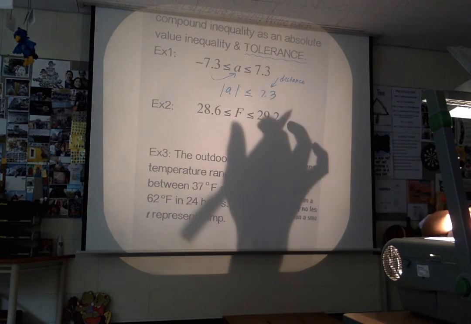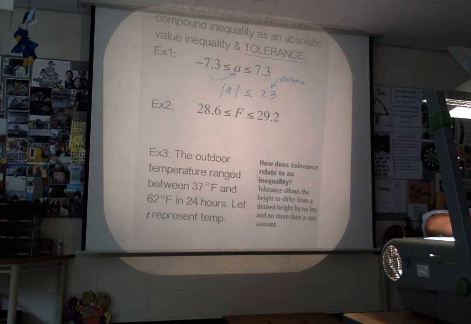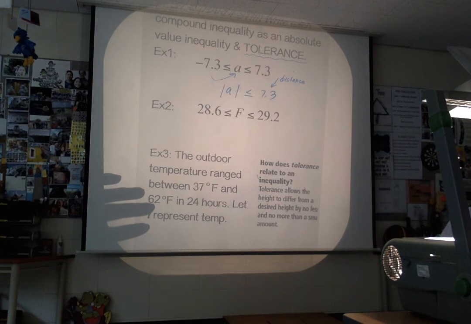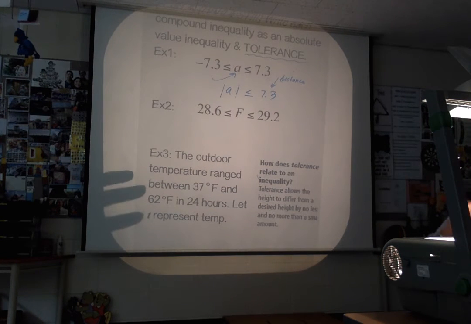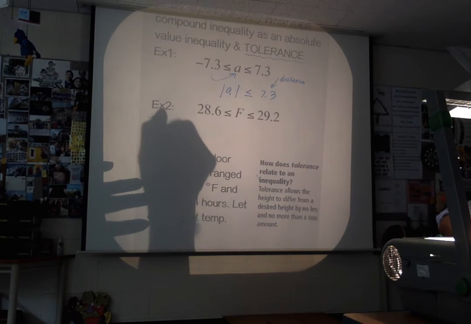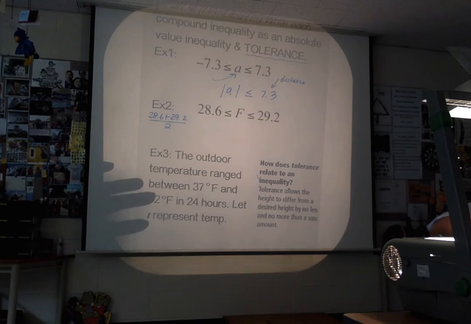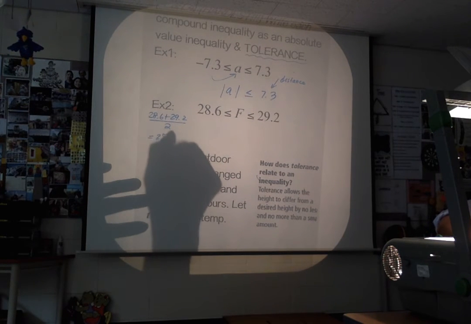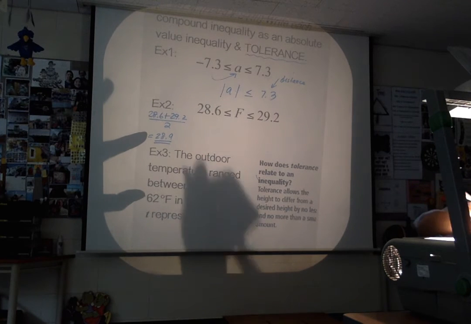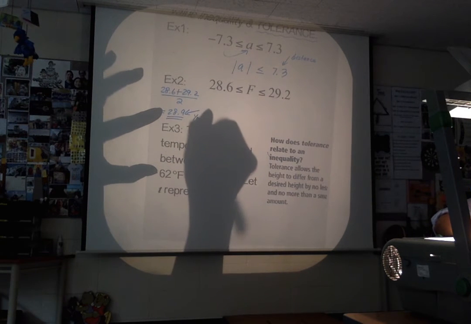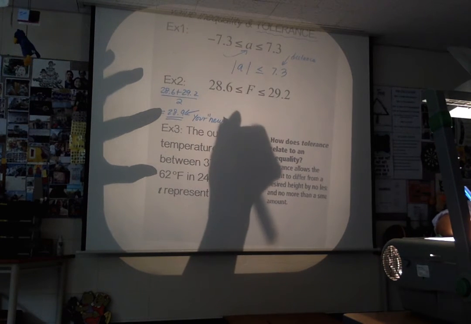How about here? Now, this one's tricky because these are not equidistant. But I want you to think about it. Find the middle between 28.6 and 29.2. What's the middle of that? Well, if you don't know right off the top of your head, you can take the average. Isn't taking the average finding the middle of something? And when you add and divide by 2 to find the average, you get 28.9. And the significance of this number is that this number is your new 0.